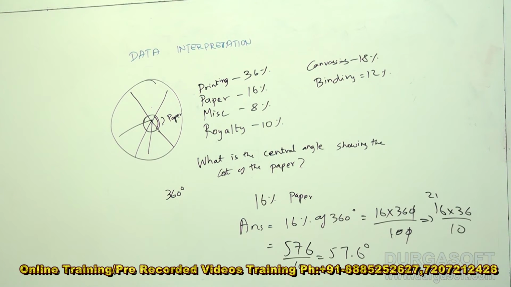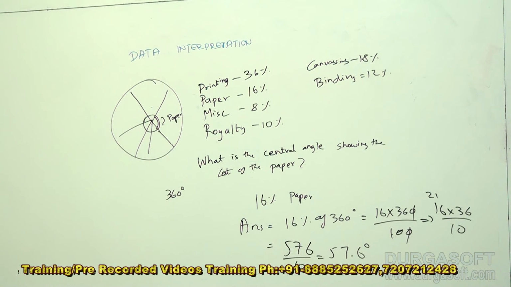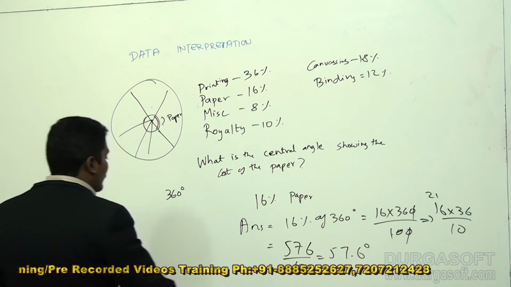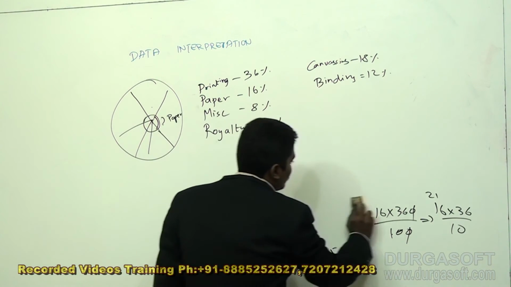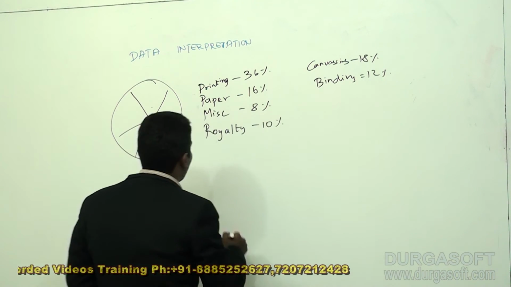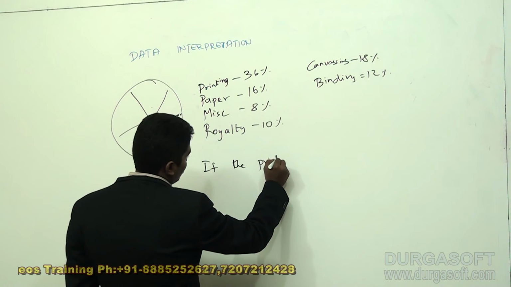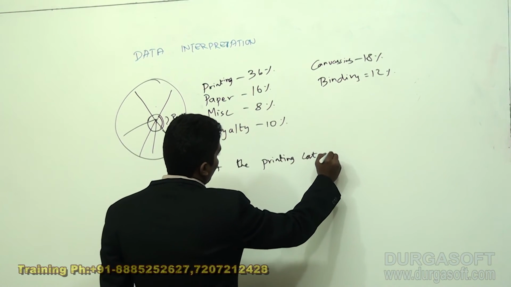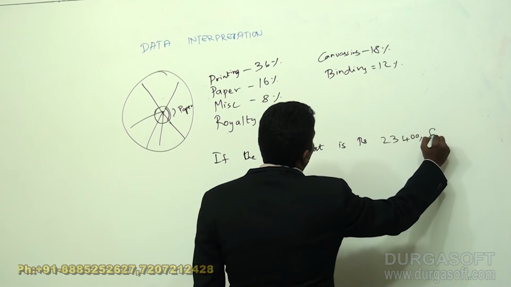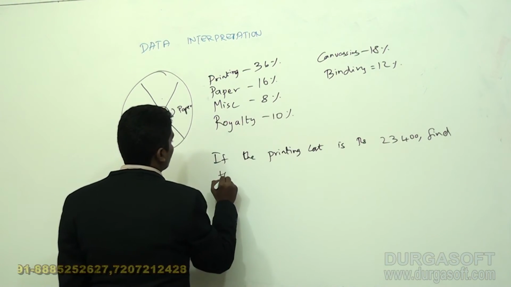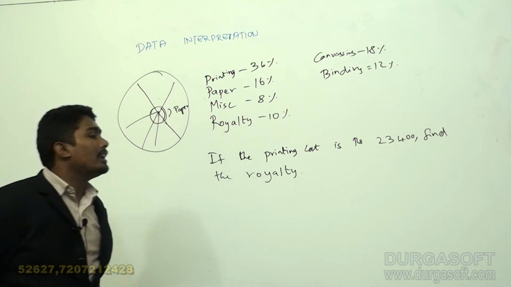Now we look at the second question. The second question states that if the cost of printing is 23,400 rupees, find the royalty. If the printing cost is rupees 23,400, find the royalty.